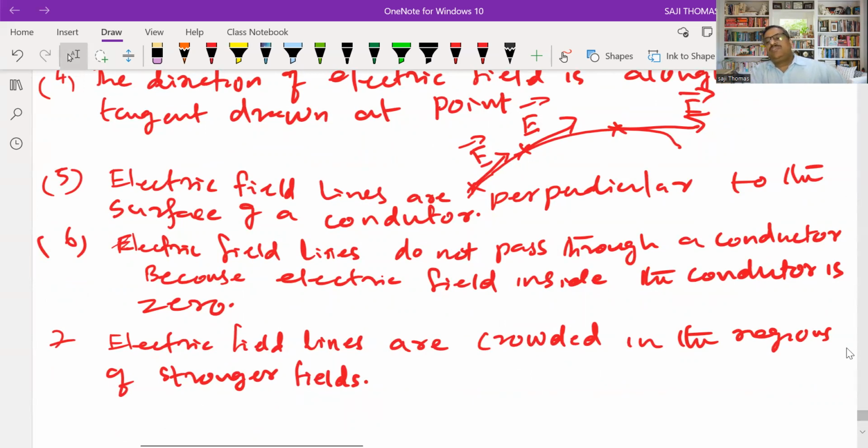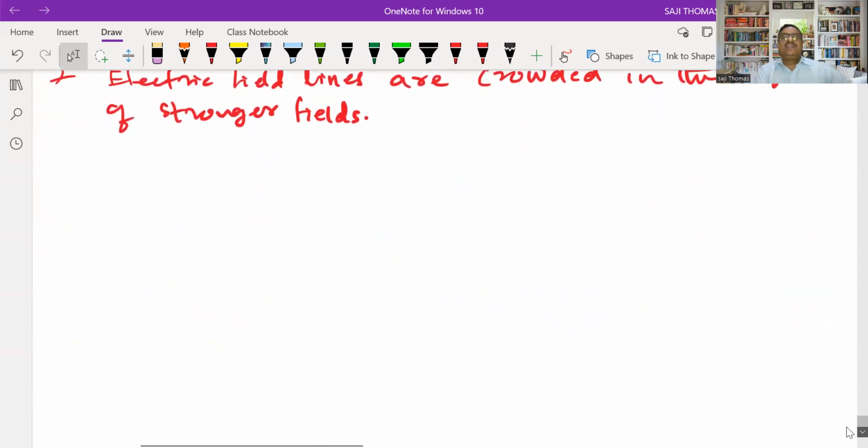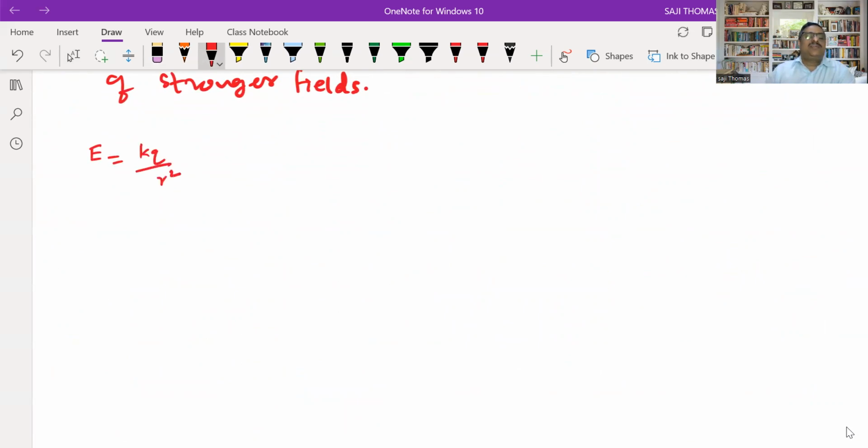So we learned the equation for electric field at a point due to a point charge. What is the equation? Electric field at a point due to a point charge. What was the equation? E is equal to KQ by R square.